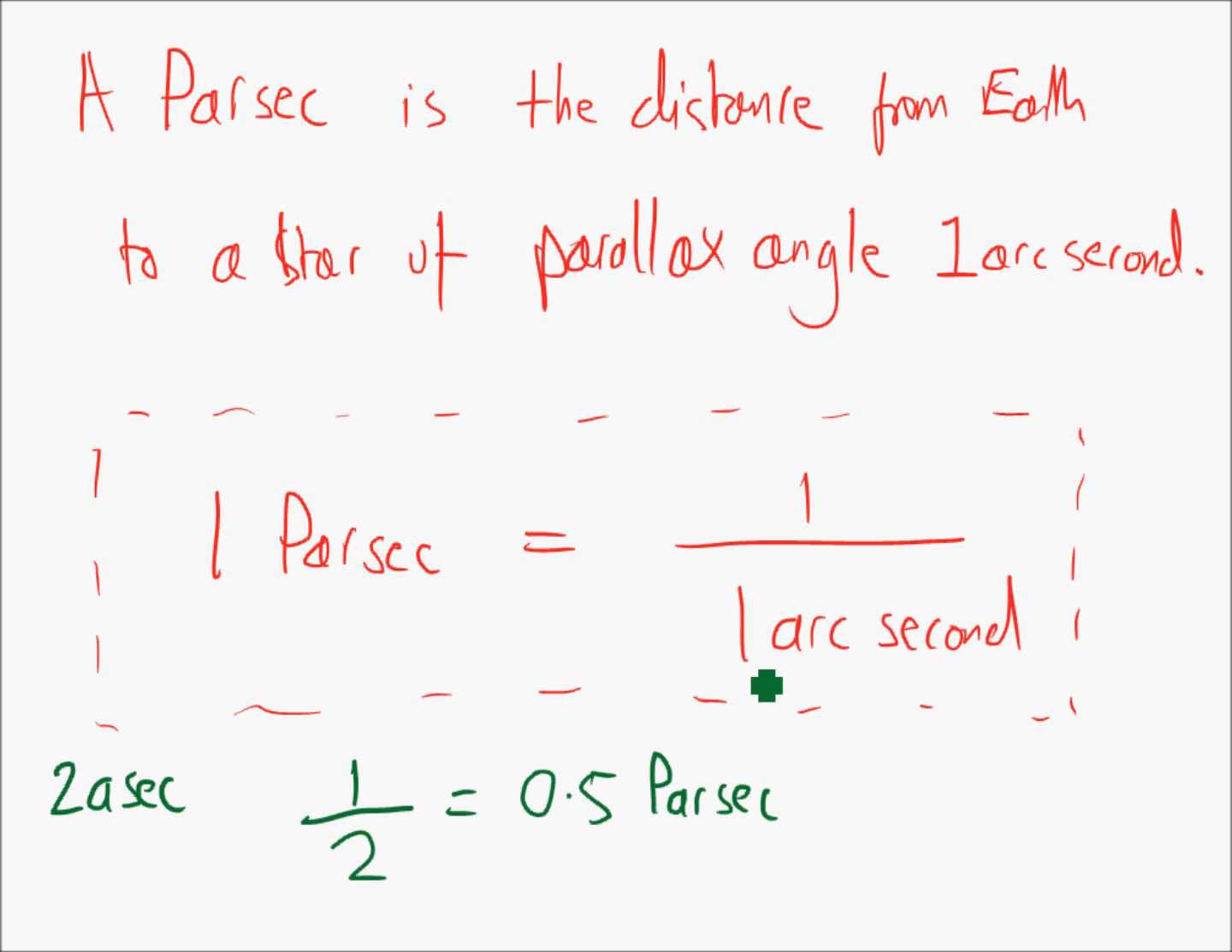So the larger the angle, the smaller the distance. And that makes sense. If you've got a smaller angle, then it's going to be further away. So if something had half an arc second, then 1 over half an arc second is equal to 2 parsecs.